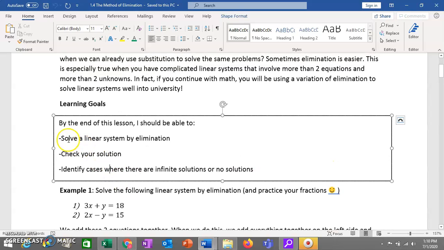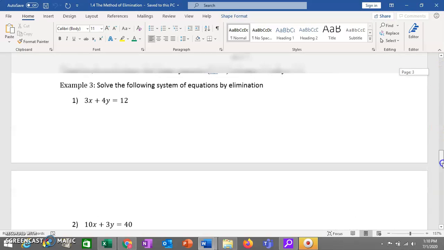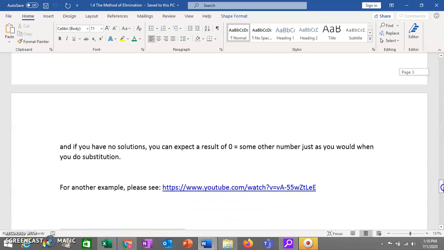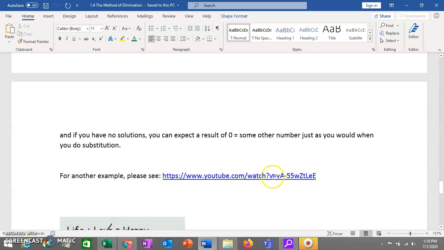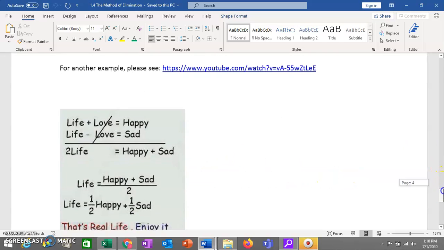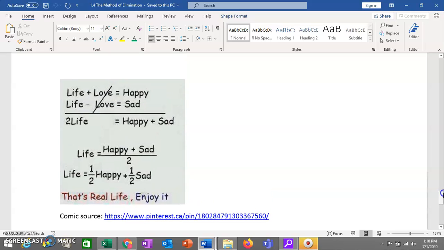Okay, so at this point you should know how to solve a linear system by elimination. And the other two things you'd already learned. I've included another video below here, which will give you a worked example if you want to see that. And so that's pretty much all that we have here.